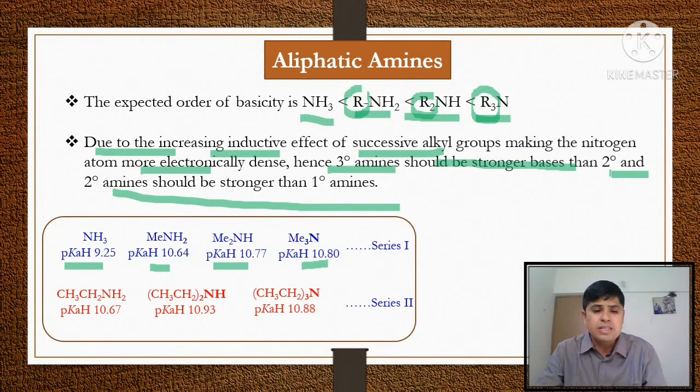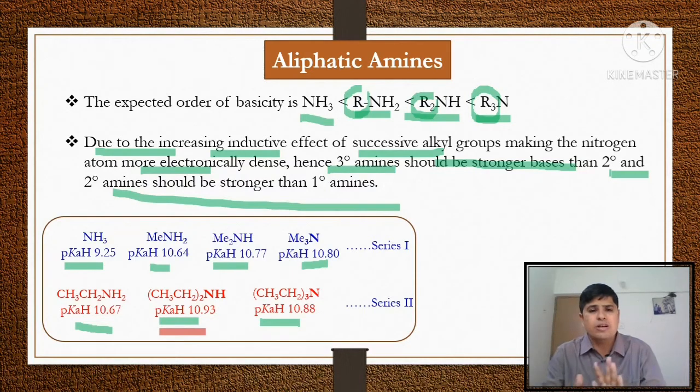Now see the second series, the red series, the ethylamine series. Ethylamine has pKaH 10.67, diethylamine has pKaH 10.93, and triethylamine has pKaH 10.88. That means in series 2, the secondary amine is a stronger base than the tertiary amine, and the tertiary amine is a stronger base than the primary amine.